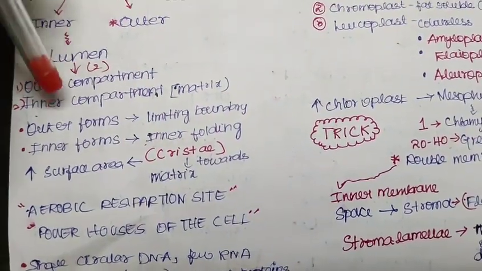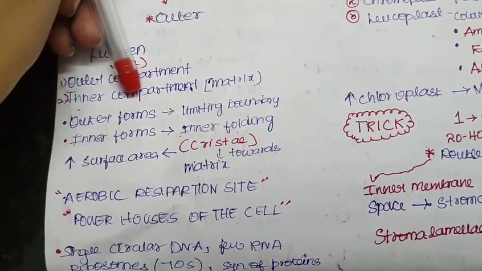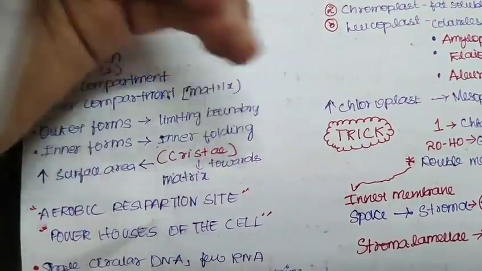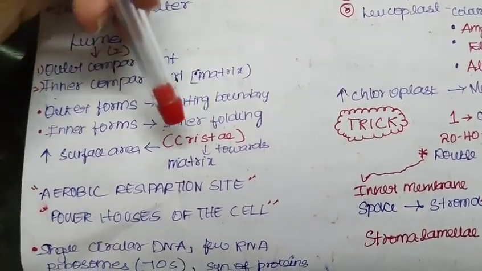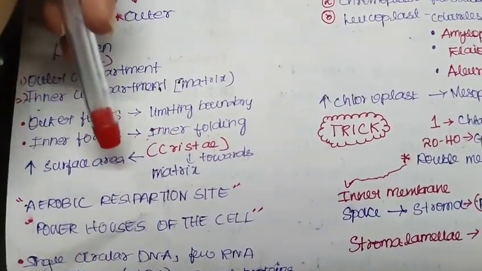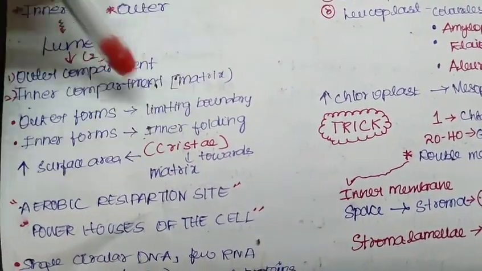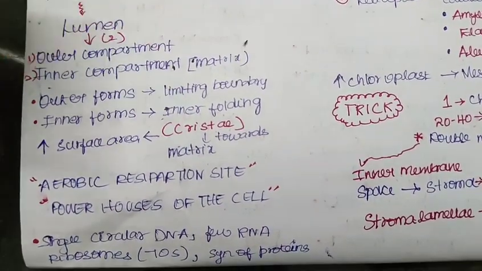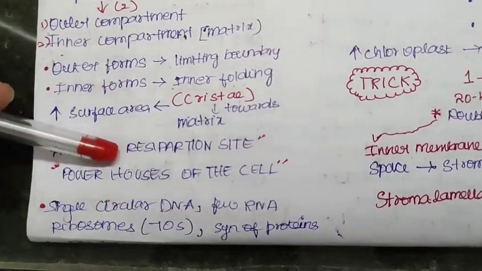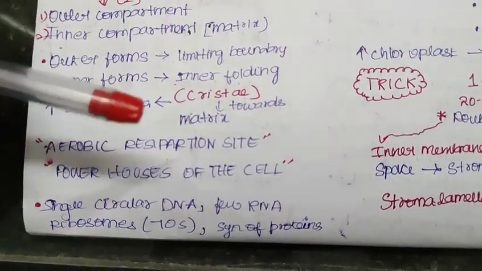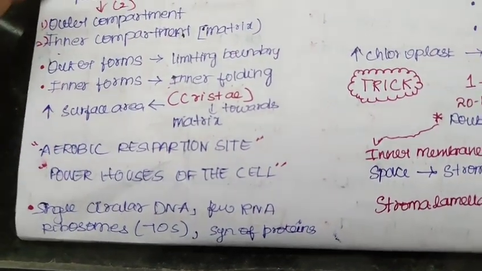In the case of Golgi apparatus we talked about cisternae, but here it is cristae. So the outer compartment forms the limiting boundary, but the inner compartment forms the infoldings. These are called cristae and they help in increasing the surface area. And these are towards the matrix. The matrix is nothing but the inner compartment, right? Now, mitochondria are the powerhouse of the cell because they are the site of aerobic respiration. They produce ATP, that is energy. That's why it is called the powerhouse of the cell.